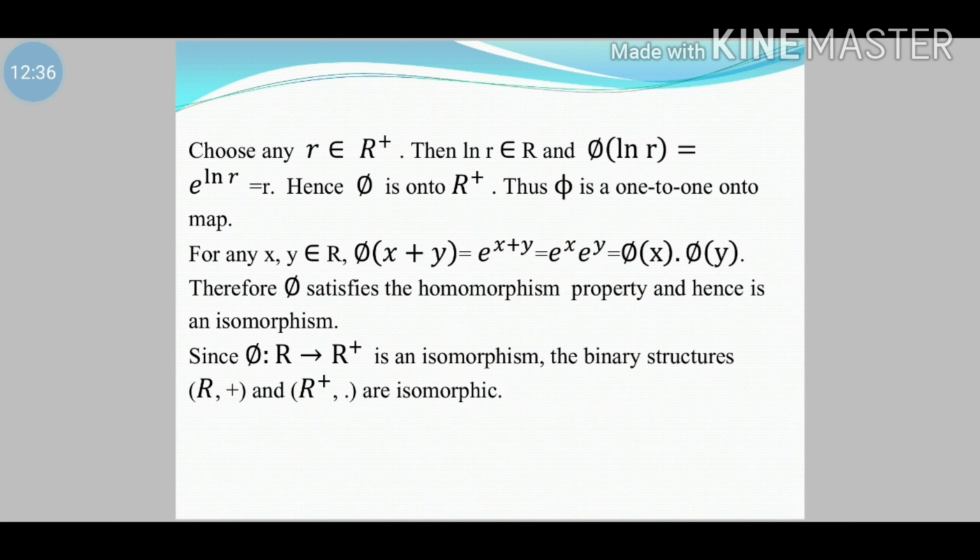It remains to prove that phi is a homomorphism. For that, we take any two elements x comma y belongs to R. Then phi of x plus y is equal to e raised to x plus y, which is equal to e raised to x into e raised to y, which is equal to phi of x dot phi of y. Therefore, phi satisfies the homomorphism property and hence is an isomorphism. Therefore, we prove that phi from R to R dash is an isomorphism.